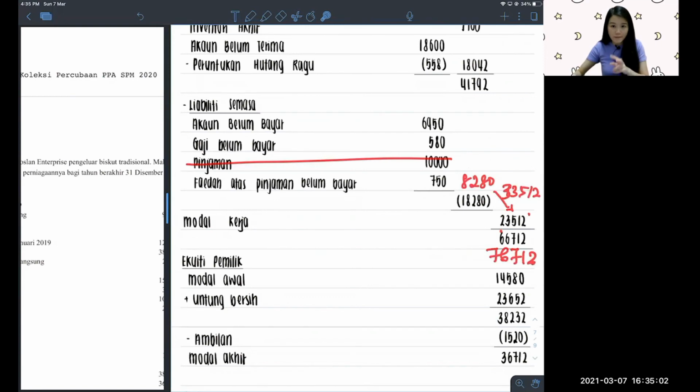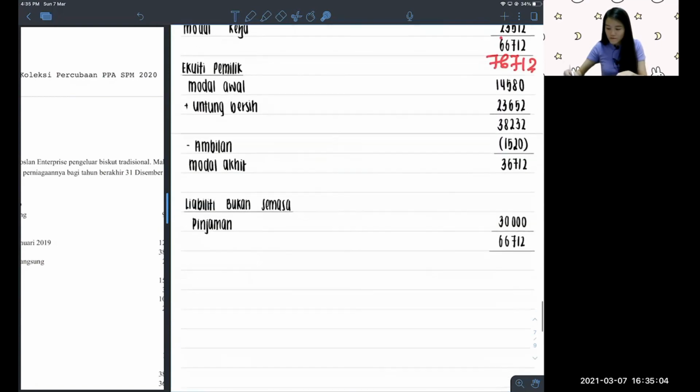If you didn't separate the pinjaman, you put the pinjaman fully here as 40,000, you will also get 76712. So you see, it doesn't affect much. It's still balanced, but that doesn't mean you're correct. So you need to make sure when is the situation when I have to separate LS dengan LBS.